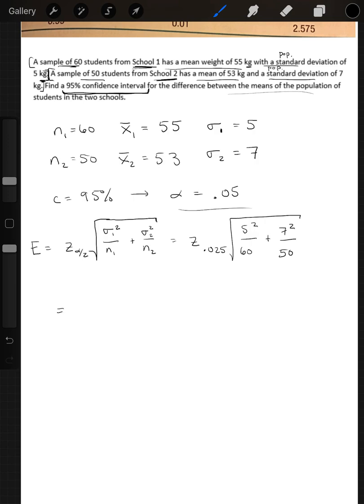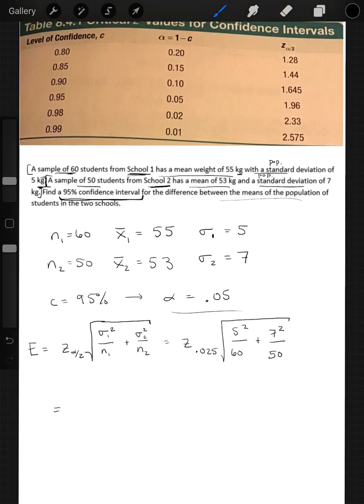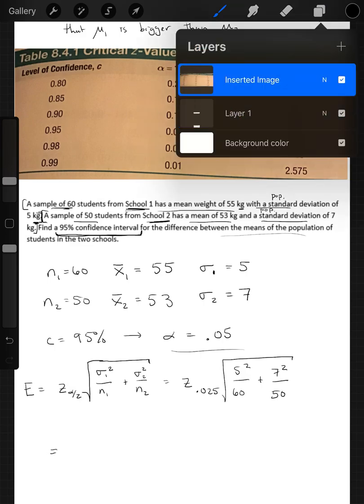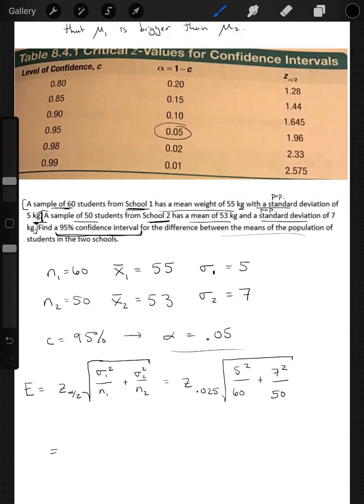Now first let's find that z value. And so we go up here, we want alpha 0.05, right? That matches up with our 95% confidence level, so we know we got that right. We go over here, and it's going to be 1.96.